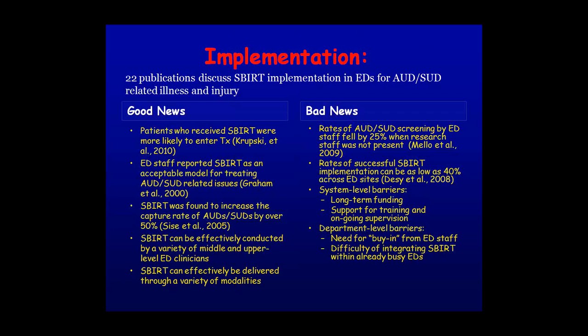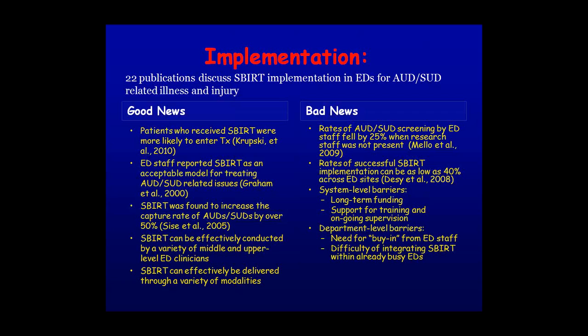The bad news is, look at the screening. What happens to the screening for alcohol and drug use? The ED staff screening fell by 25% when the research staff was not present. So if there was no research study there, the screening really decreased by 25%. You see how people lose that sort of interest. And rates of successful ESBIRT implementation can be as low as 40% across ED sites, which is really a big struggle, and we need to figure out how to do something about it.